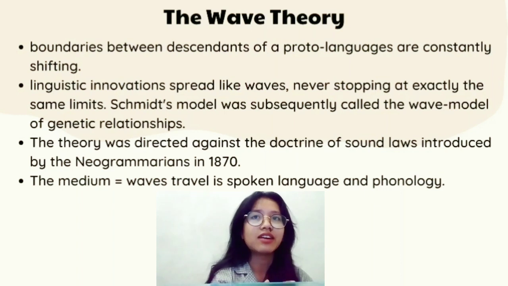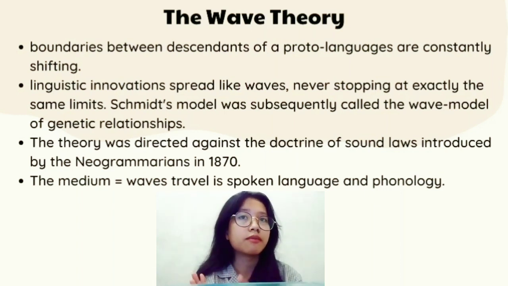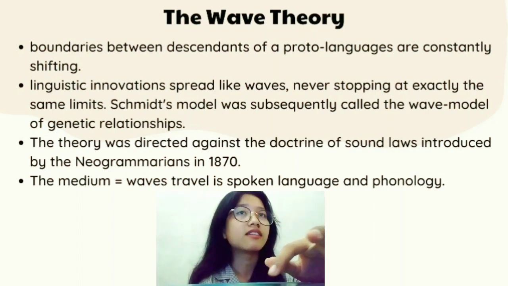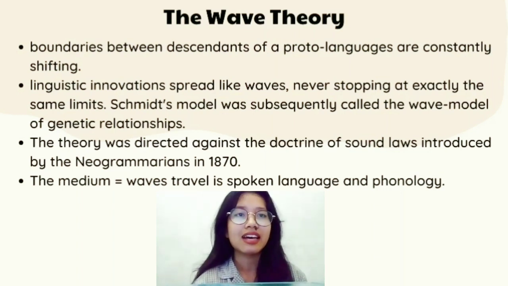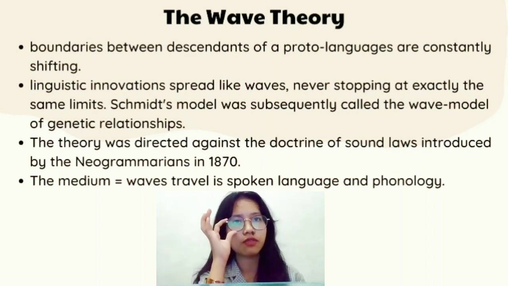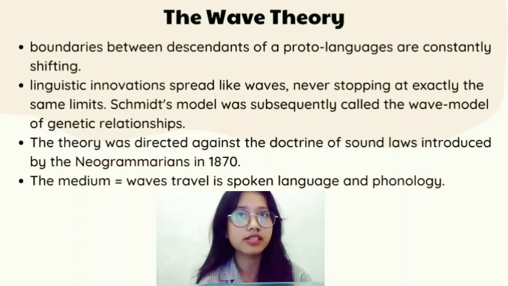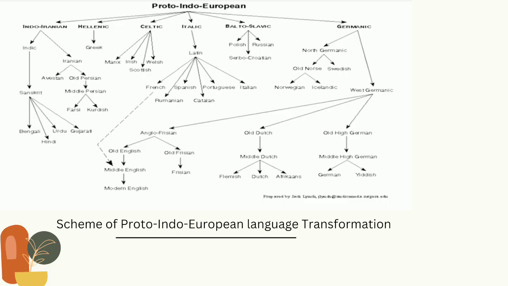The theory was directed against the doctrine of sound laws introduced by the neo-grammarians in 1870. In this theory, the medium through which waves travel is spoken language and its phonology. It means a phoneme from the word is materialized in the articulations of language speakers. So it is a scheme of transformation of Proto-Indo-European language.